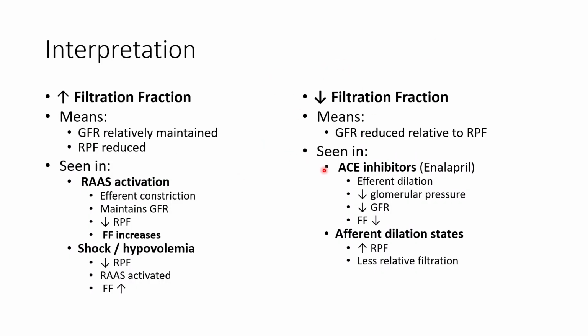When do you see it? You see it when you give ACE inhibitor, because ACE inhibitors will hamper the angiotensin 2 mediated efferent arteriolar constriction, leading to dilatation, which will decrease the GFR, thus decreasing the filtration fraction. Or if you cause dilatation of efferent arteriole, that will increase RPF and will have less relative filtration.